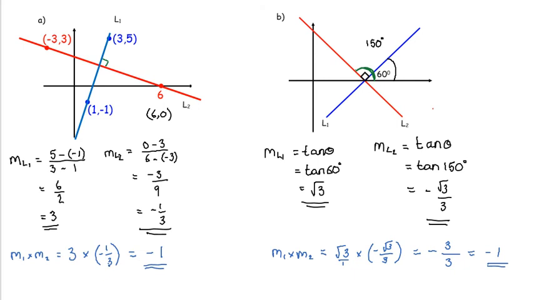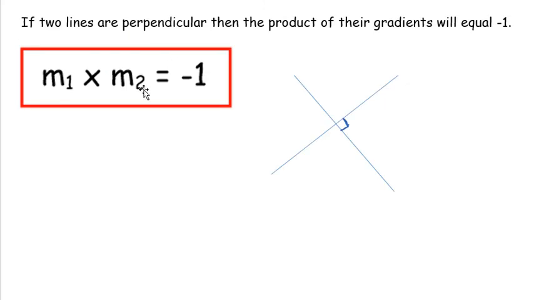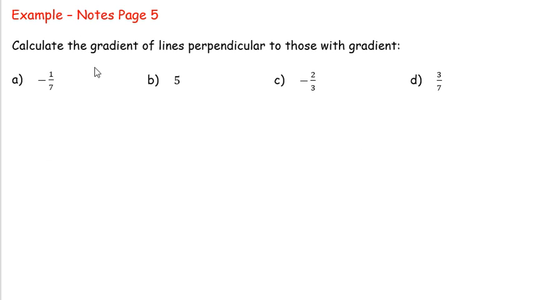And the other thing that we could do if we were told a gradient of a perpendicular line, if we knew a line was perpendicular to another line and we knew one gradient, we could use this formula to work out the missing gradient by just substituting the gradient we know in. So what we'll do is look at some examples now. This is on page 5 of your notes. In each case, I want to calculate the gradient of the lines perpendicular to these gradients. There's a really quick way we'll see how to do in a second, but we'll follow our formula first, see if we can spot it.